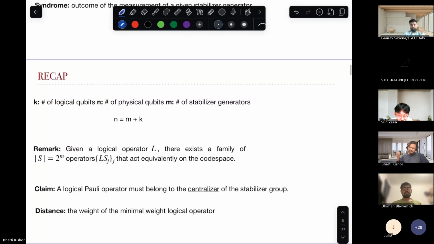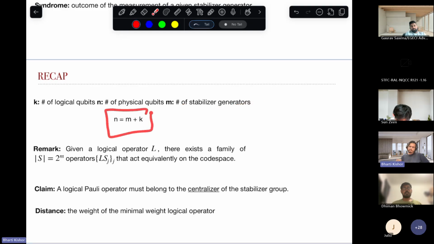Okay. And then you error correct. Also, we looked at this relation, n equal to m plus k. So you have k logical qubits, n is the number of physical qubits, and m is the number of stabilizer generators. Then n is equal to m plus k.